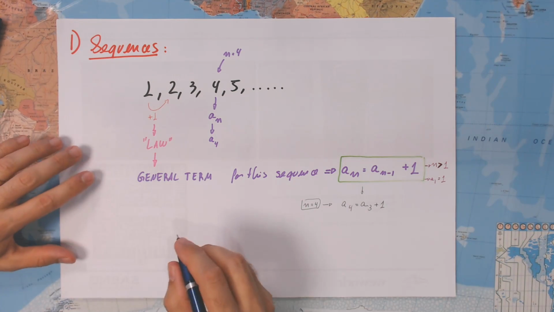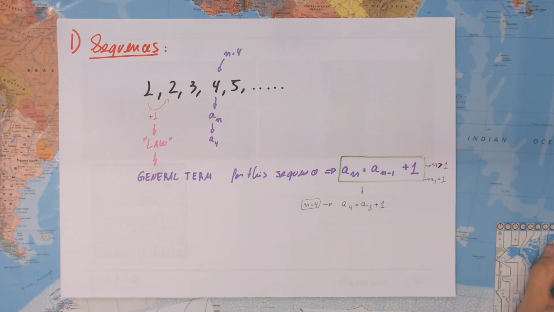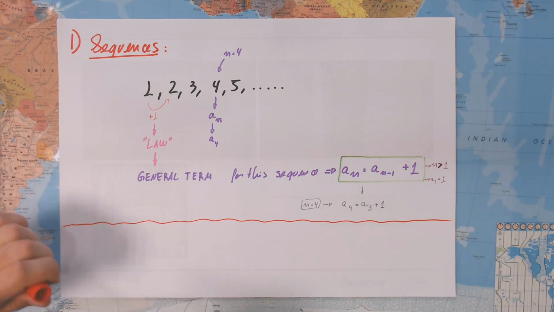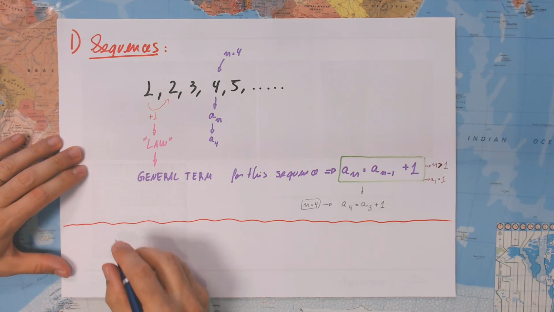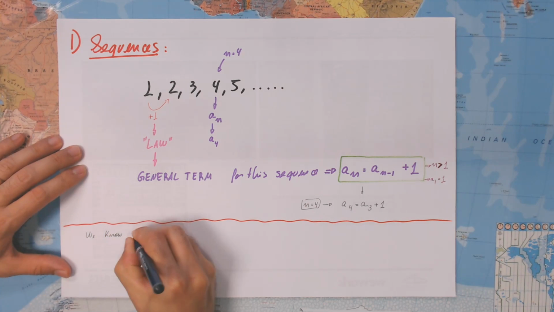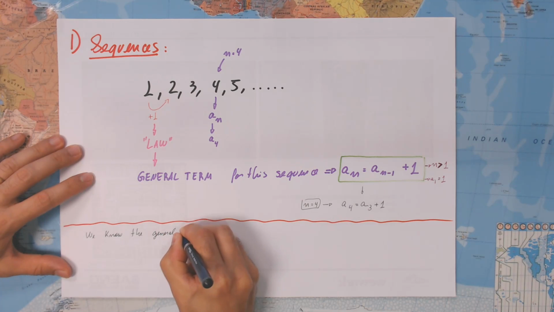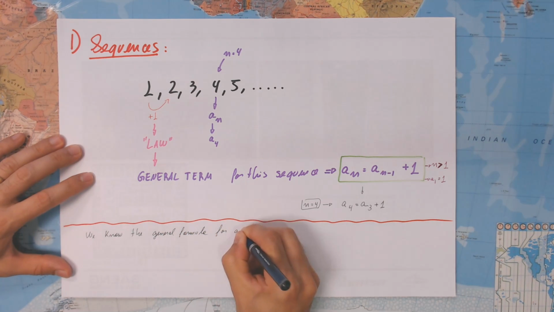Okay, so let's suppose, and this is going to be the exercise, let's suppose we have an exercise like this, and let's suppose that we know the general formula for a sequence.